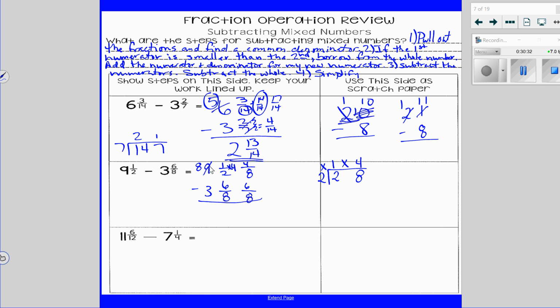But this is a fraction. So how do I represent one whole as a fraction when I'm talking about eighths? 8 over 8. So I'm giving these 4 eighths and 8 eighths and putting them together. So how much do I have now? 12 eighths minus 6 eighths is what? 6 eighths. Can I simplify that? Yes. By what? 2, and I get 3 fourths. 8 minus 3? 5. So my answer is 5 and 3 fourths.